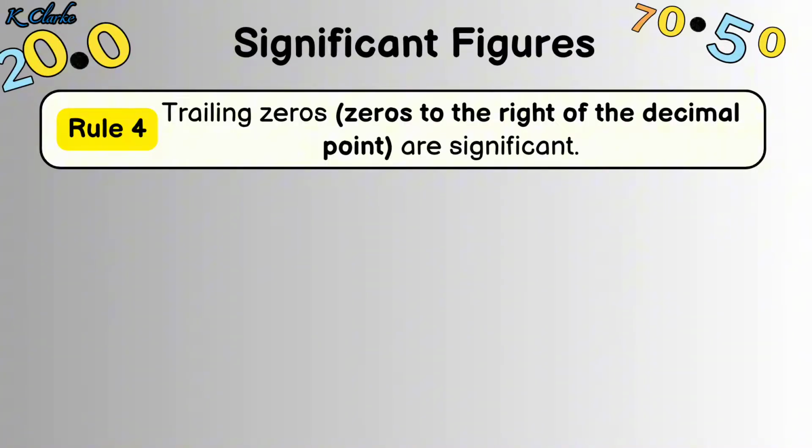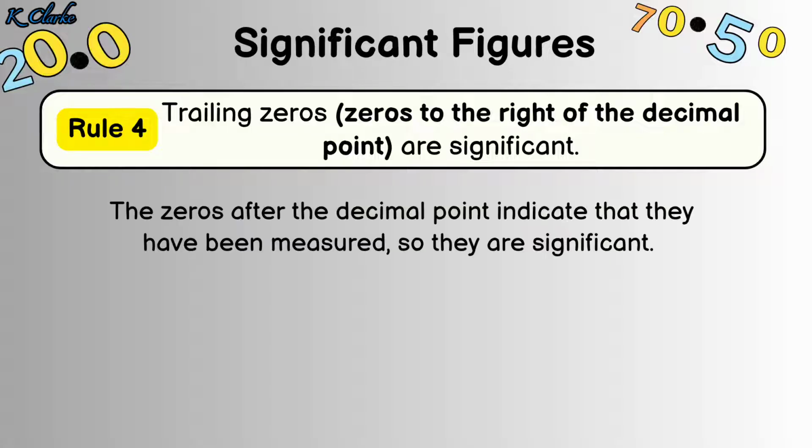Rule 4. Trailing zeros, which are zeros to the right of the decimal point, are significant. The zeros after the decimal point indicate that they have been measured, so they are significant.